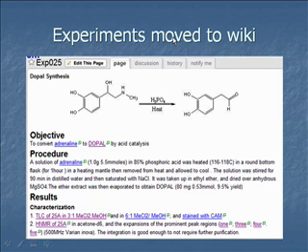Now the real breakthrough came when we actually moved everything over to the wiki in terms of the recorded experiments. So here we can have your normal... This should look a lot more like a lab notebook page. You have your little scheme, your objective, and these are hyperlinked to molecules in the blog. If you click on these, you'll get more information on all those molecules.